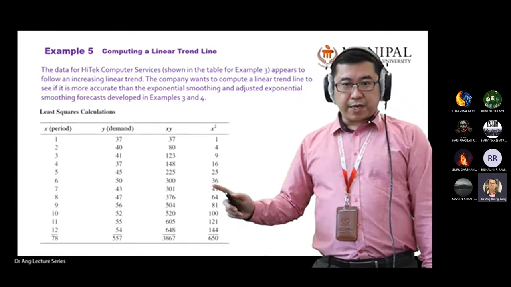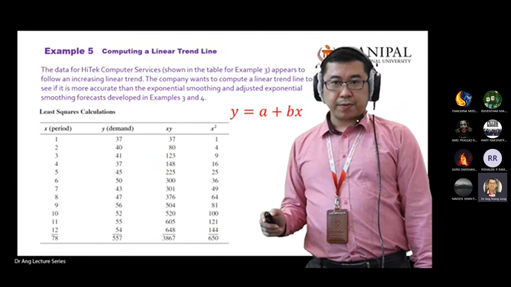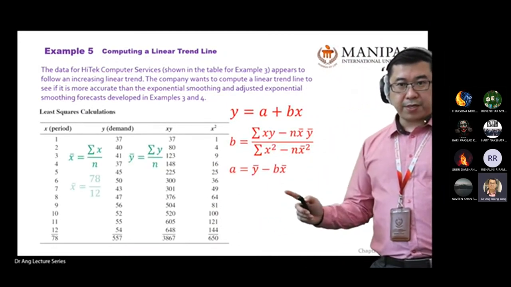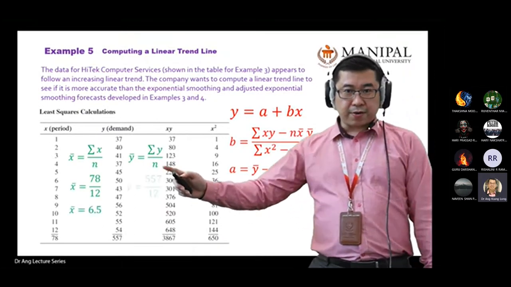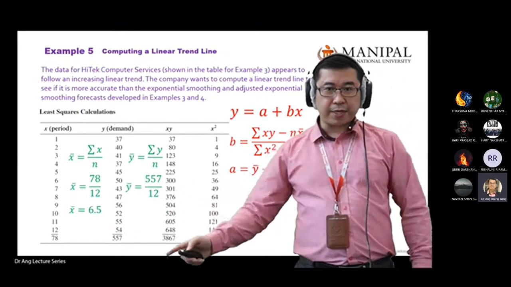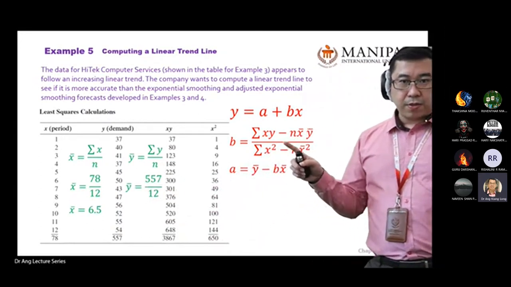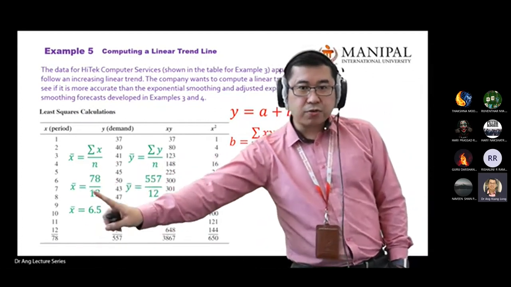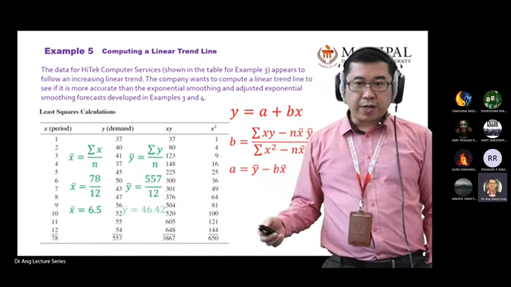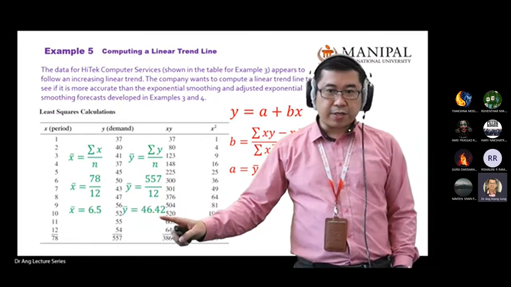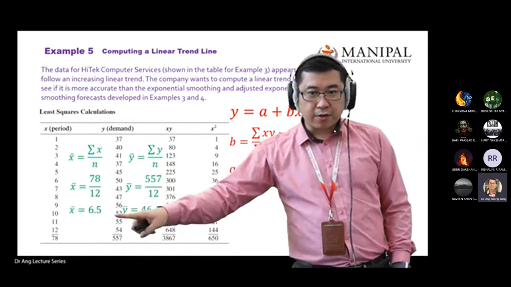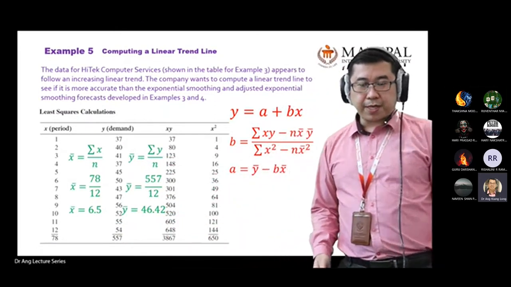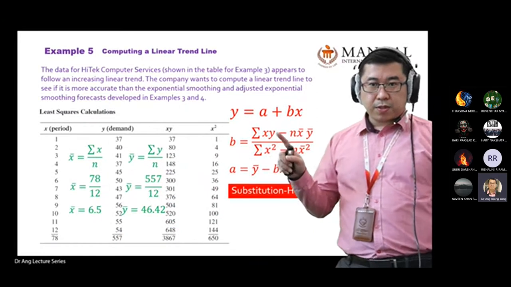Okay, you get all this value. We calculate what is A, what is B. We calculate the B first. So I have all this value I extract from here. To find the average, you take all the X divided by 12, you get 6.5. To get Y average is 46.42. You add all this column, all this number together, divided by 12, get 46 point something. So you have this value.